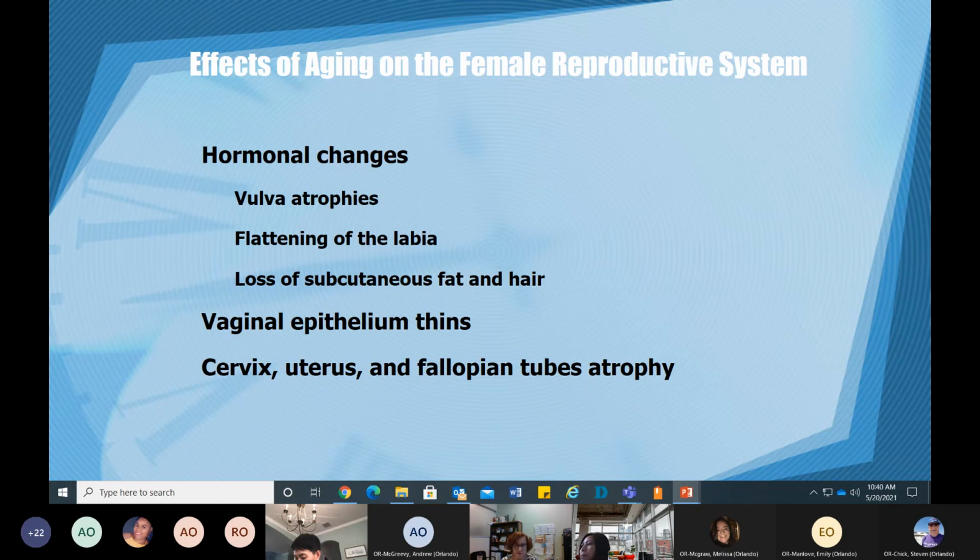Remember when you're doing your pericare prior to inserting a bladder catheter, those are the labia that you're holding apart. Those begin to flatten out a little bit. They lose some of that subcutaneous fat and the hair. The epithelium in the vagina becomes thinner. And of course, a lot of times there's a little bit more discomfort and pain during sexual intercourse. And then everything else that's part of the reproductive system tends to atrophy.